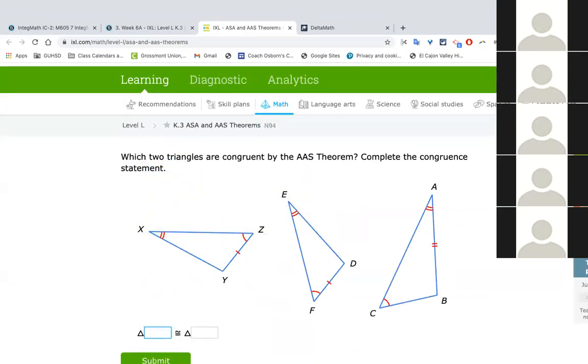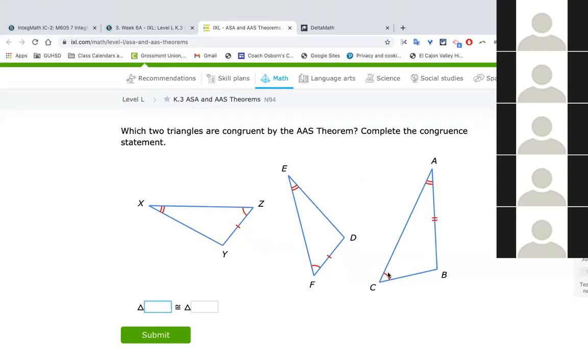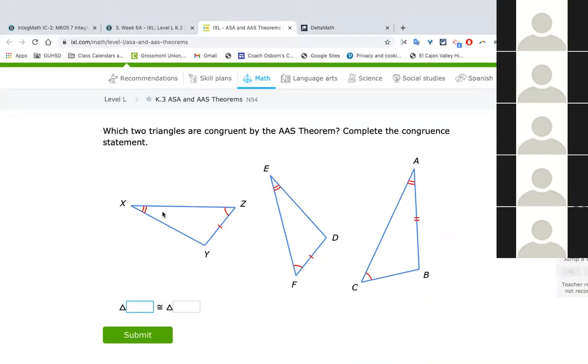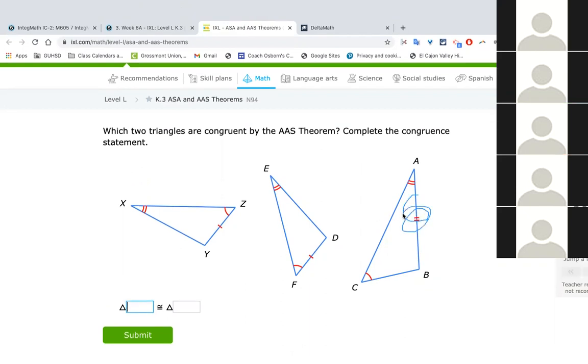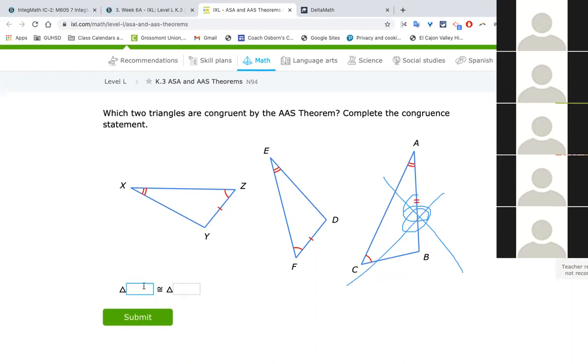Okay, so one more here. It says I have to use angle, side. Well, this is angle and then a side. This is angle and a side, and so is this one, but notice again, there's a side with two marks, and the other ones have one mark. So that's obviously not the right one. So now over here, what I want to do is go ahead and make the statement.